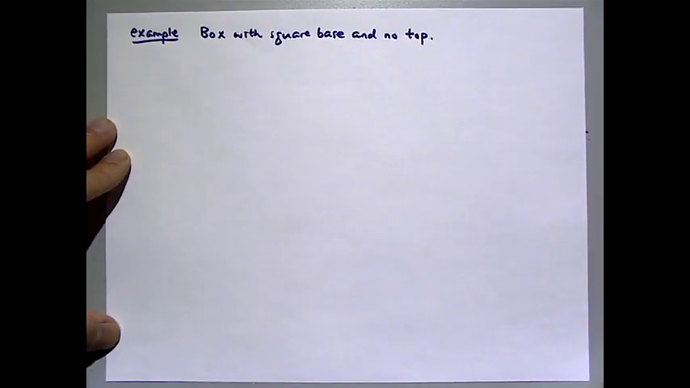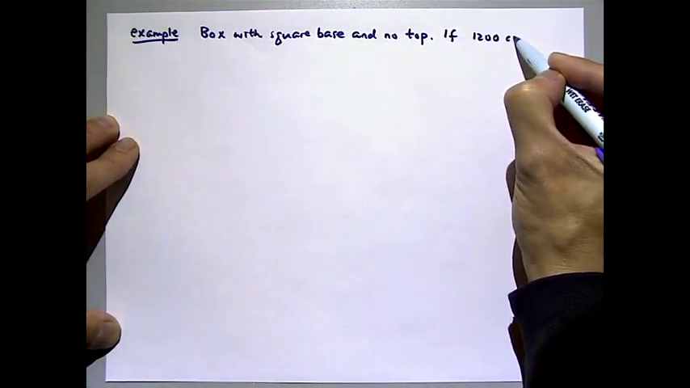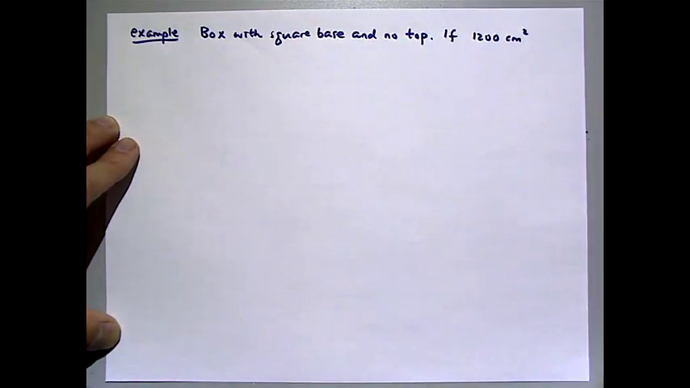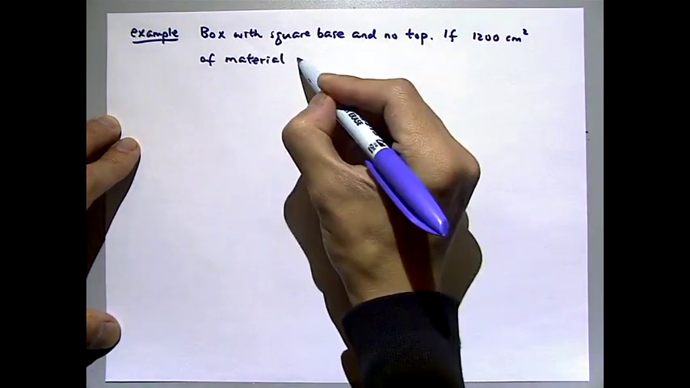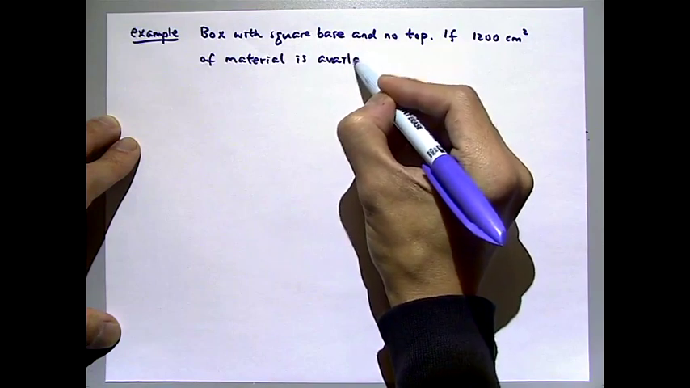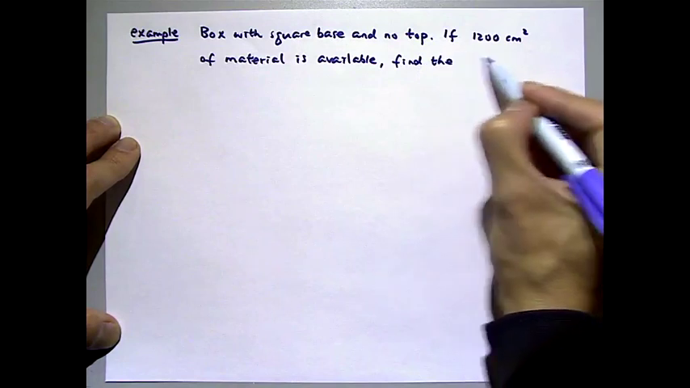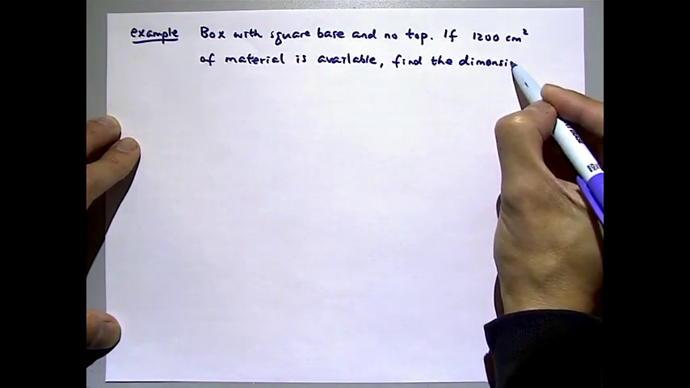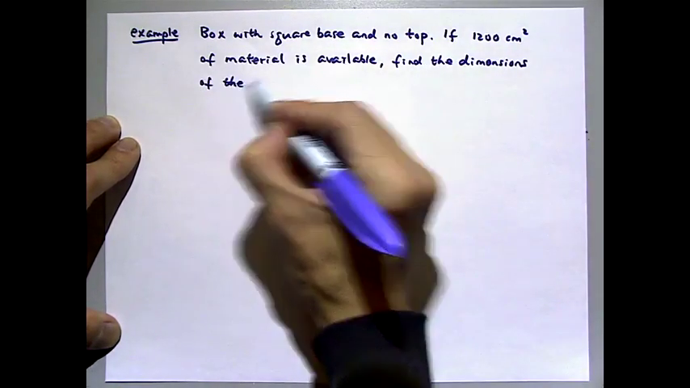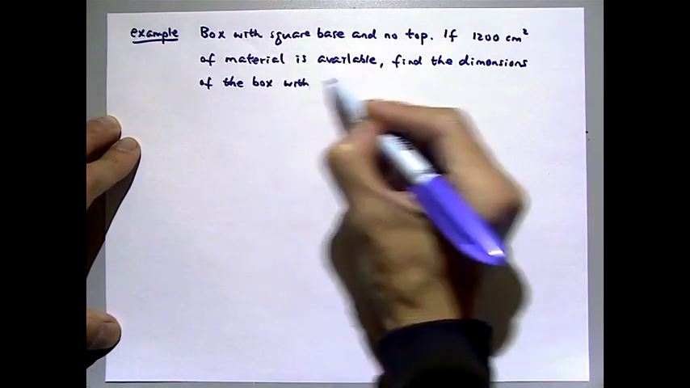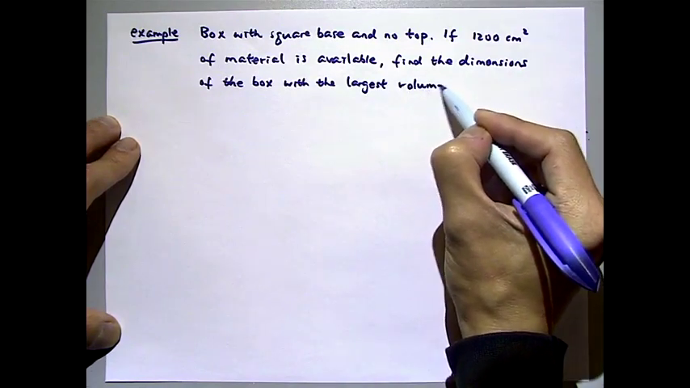Okay, back to here, a box with a square base and no top. Let's say 12,000 square centimeters of material is available. Find the dimensions of the box with the largest volume.